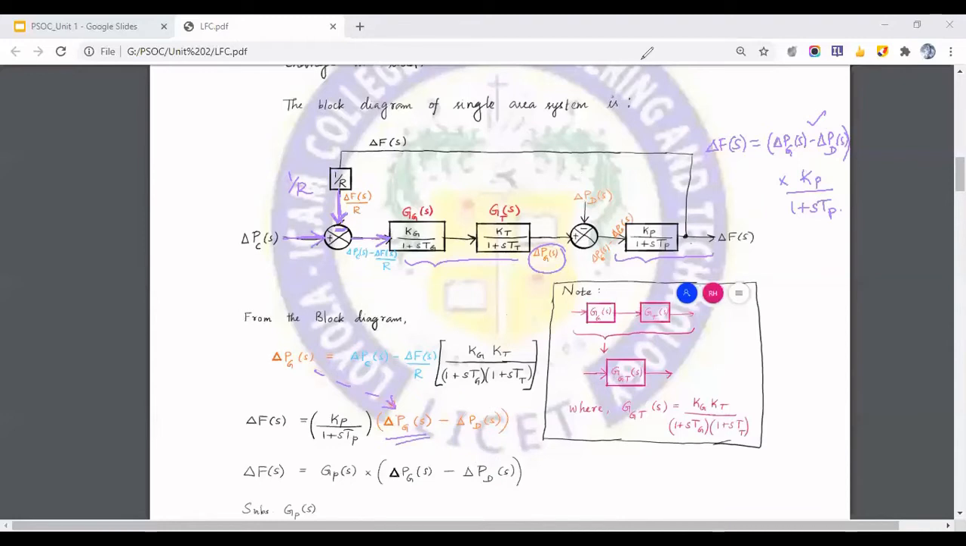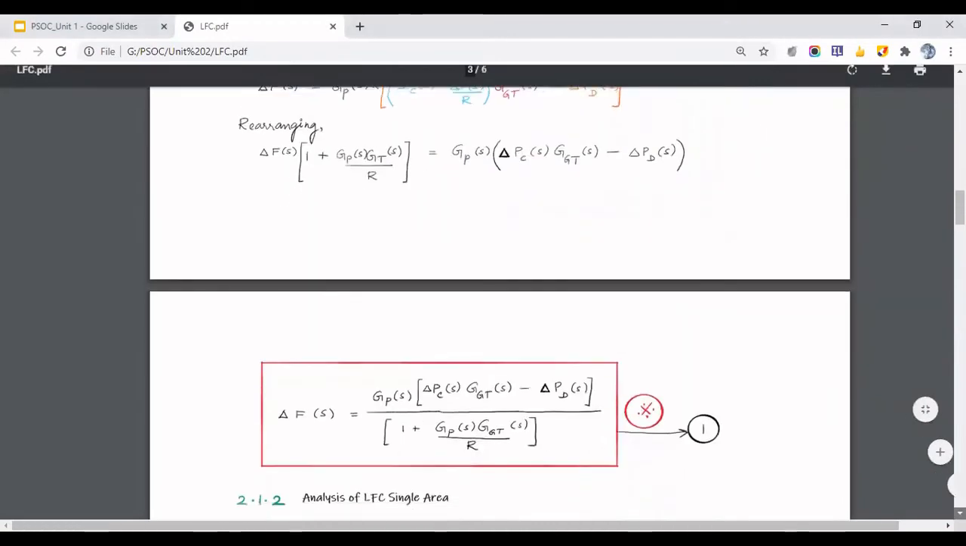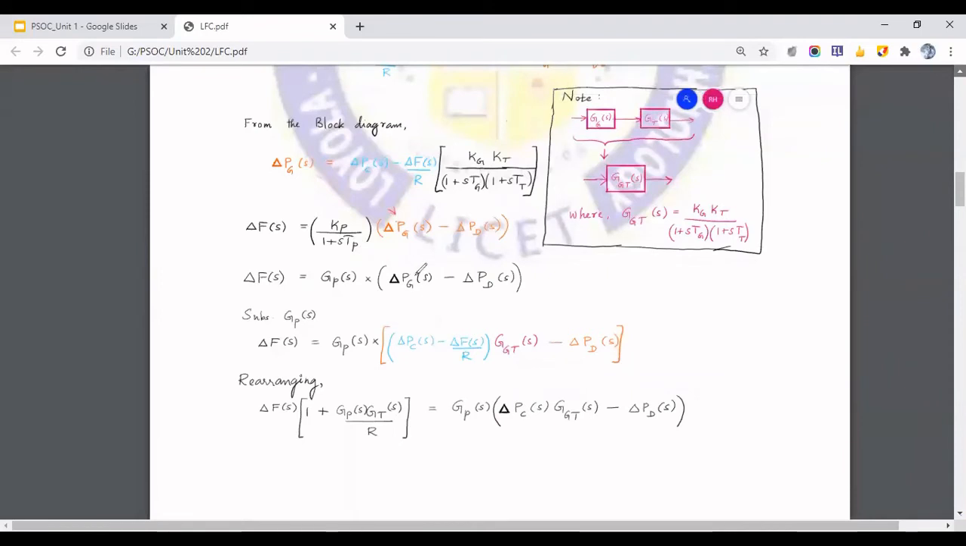Before substituting the value of delta Pg of S, let me just write Kp divided by 1 plus S Tp to be Gp of S, where Gp of S is the transfer function of the power system network. I do this because it looks clumsy when I have Kp divided by 1 plus S Tp, so in order to make it look simpler, I have just replaced it that way. Now, let me substitute the value of delta Pg of S. After substitution, let us closely examine this expression.